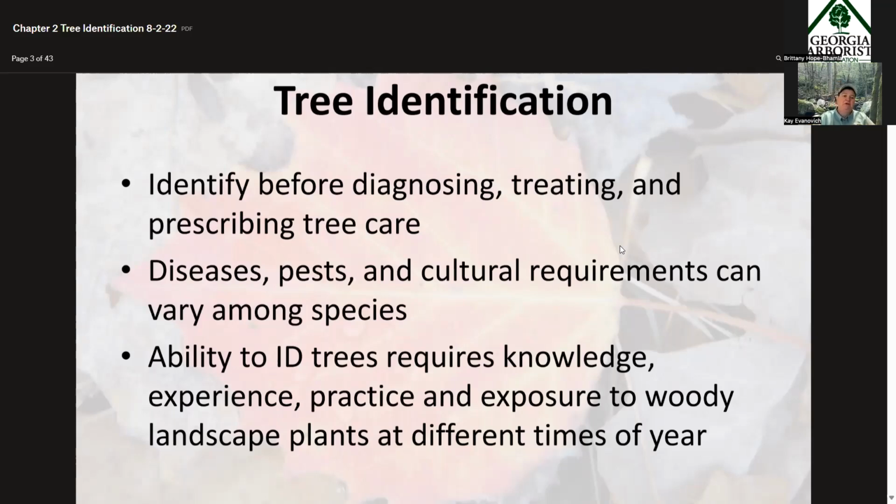No worries, right? The ability to ID trees requires basic knowledge, experience, practice, and exposure to woody landscape plants at different times of the year. It's easy to talk about what kind of tree it is when the leaves are all on, but when the leaves are all gone in the middle of winter, then you've got a couple of different things that you're going to need to know in order to identify that tree. You're going to need to know the bark. The bud scars will help. How it grows, the form of the tree itself, all those things will help you ID what tree you're dealing with.